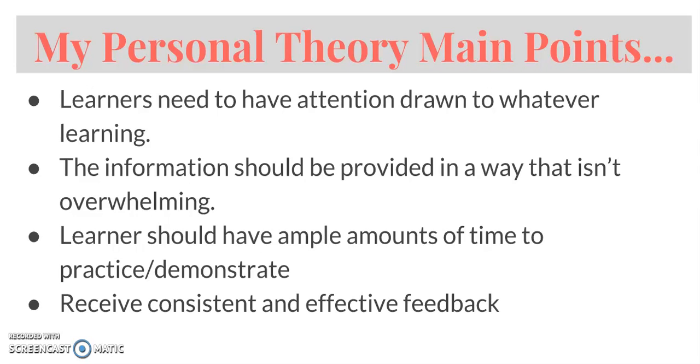Also, the information should be provided in a way that isn't overwhelming. In Chapter 3, Driscoll discusses how incoming information is processed within the working memory or short-term memory before it's saved into one's long-term memory. She highlights the limitations of short-term memory and that it can't hold a large amount of information for a prolonged amount of time.